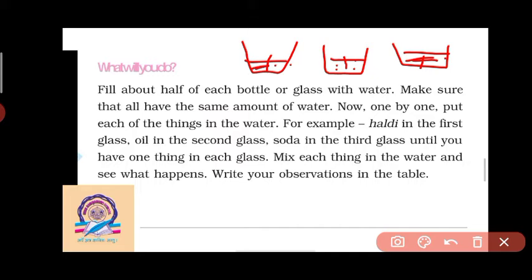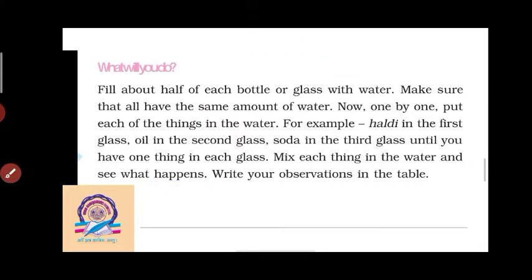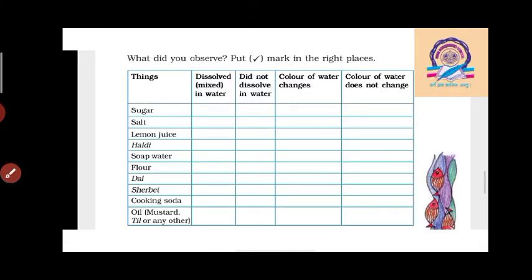Okay, so one by one, in each glass you are supposed to put all this, and mix each thing in the water and see what happens. We are supposed to mix or stir it properly with a spoon. Write your observation in the table. One table is given, and we are supposed to write down our observation.